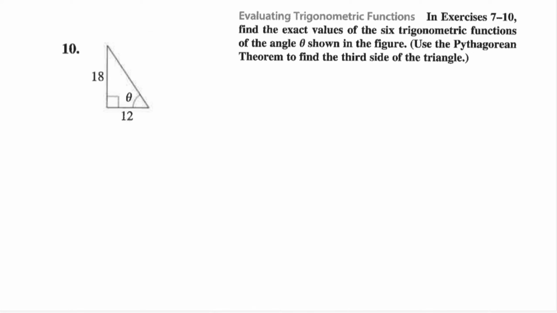So now we're going to do some example problems from section 4.3. The first thing is to find six trig functions for theta given this triangle. So the thing we're going to need is the hypotenuse. So 12 squared plus 18 squared, let me take the square root, we get the square root of 468. With a little bit of work, we can reduce that, and it reduces to 6 root 13.